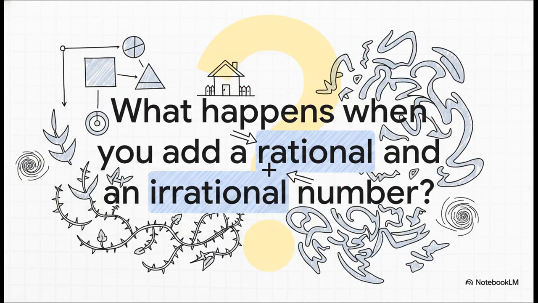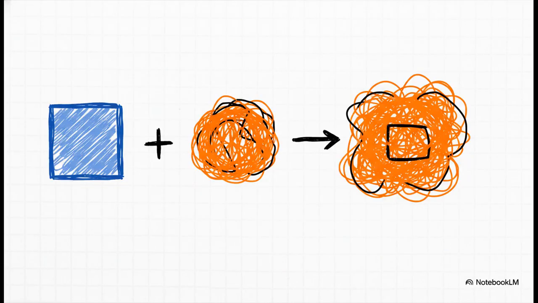So what happens when you start mixing these two types of numbers together? Let's say you take a nice, tidy, rational number, and you add it to one of these wild, irrational ones. What kind of number are you going to get? The answer is, it is always an irrational number. Adding a rational number to an irrational one can't tame it. The wildness just takes over. The sum inherits that non-repeating, infinite decimal property every single time.